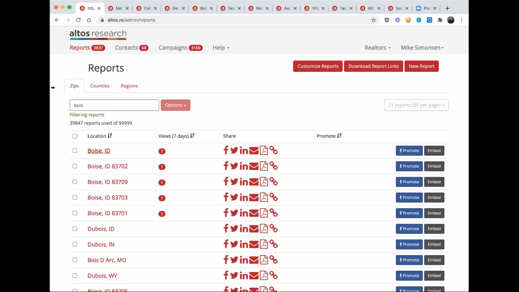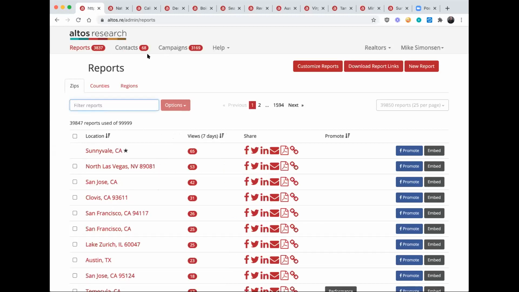By the way, I'll give you a quick tour since I happen to have this open. In your Altos system, you have the opportunity to see the reports. I just happened to search for Boise. You can see who's reading those reports each week. You have your contacts that are coming in, new ones, and how many of your campaigns and your contacts have been seeing those emails that are going out, putting that market report.